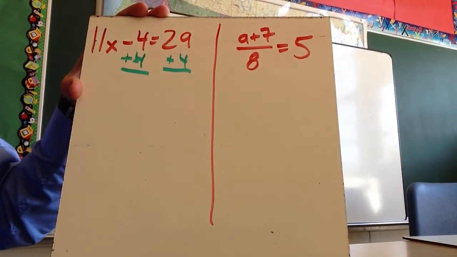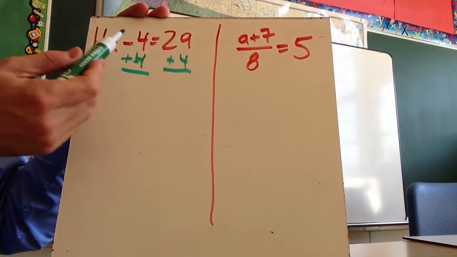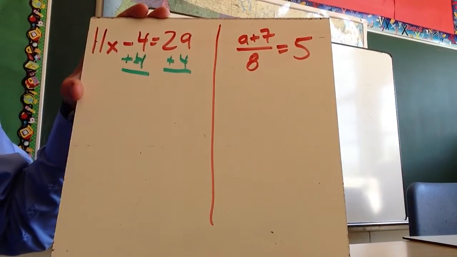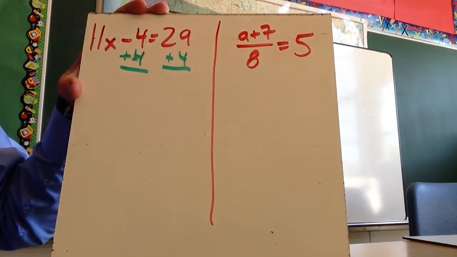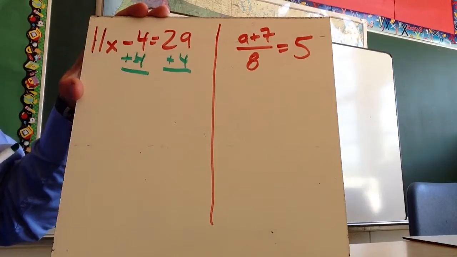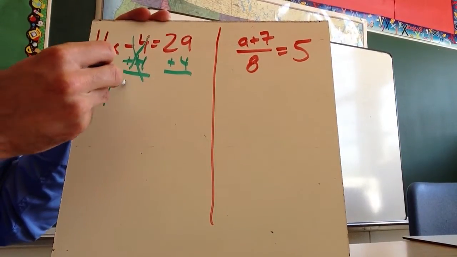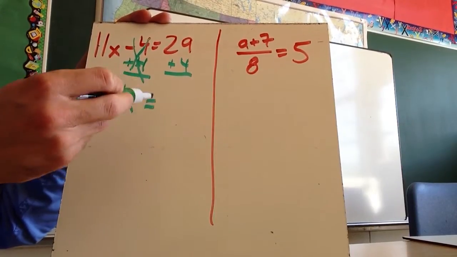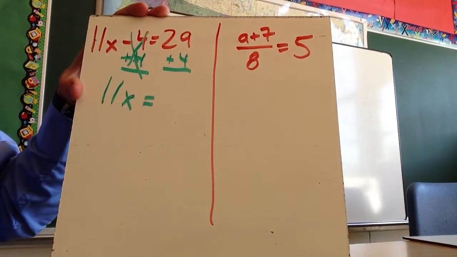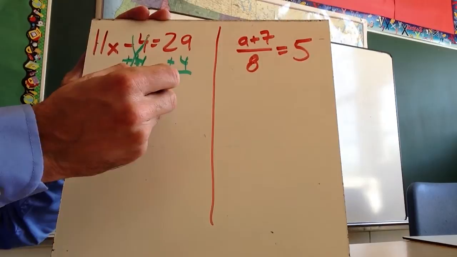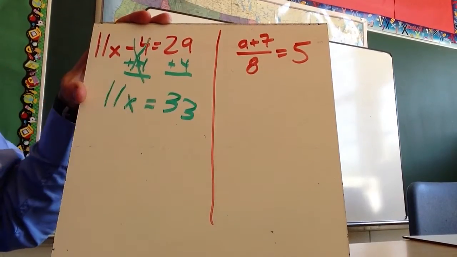I'm intentionally saying positive 4 as opposed to add 4, and I'm intentionally calling this a negative 4 as opposed to subtract 4. Okay, so you got to start to think of this number as negative. Negative 4 plus 4 is 0, which means that will cancel out, so I'm left with 11x on this side. Over here on the right side, I got 29 plus 4. 29 plus 4 is 33.